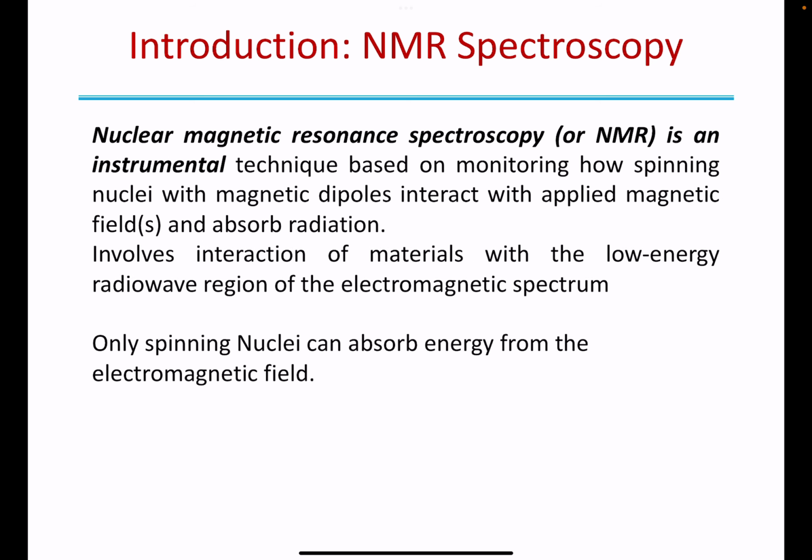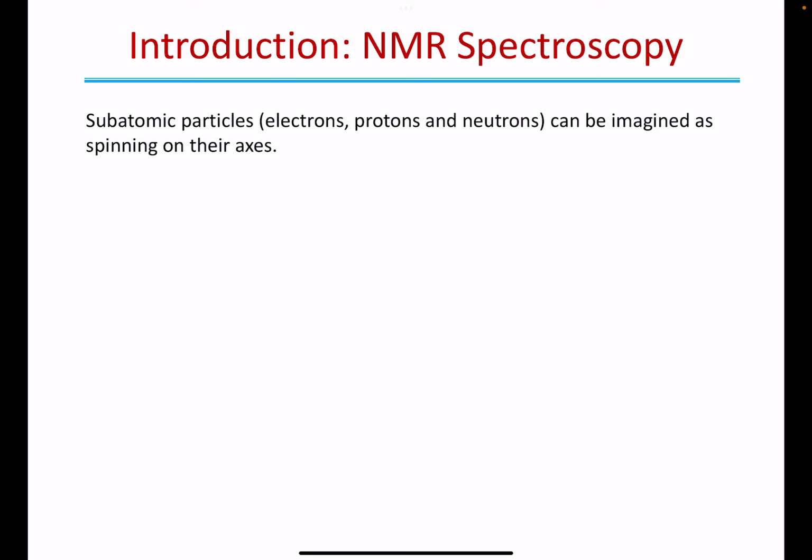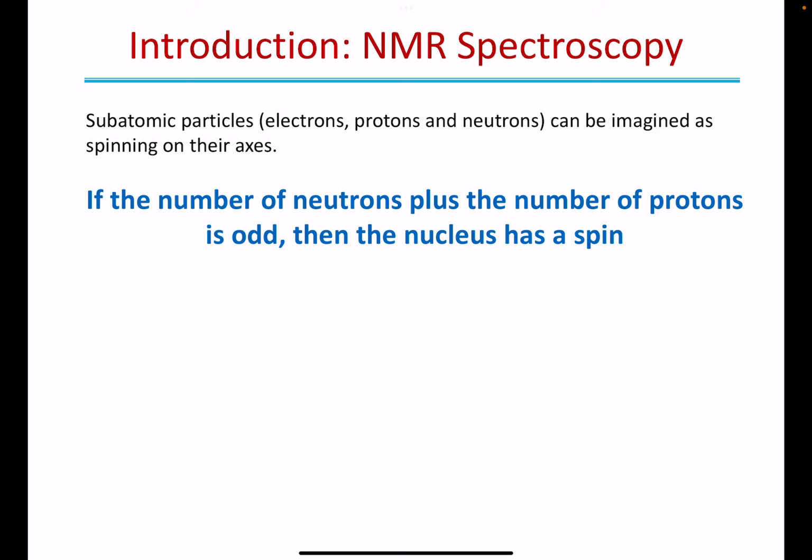Not all the nuclei will have that spin and will absorb radiation. Only certain nuclei will achieve that, and these nuclei are the ones which have an odd mass number, or if the number of neutrons plus the number of protons is odd. The nucleus then will have a spin.